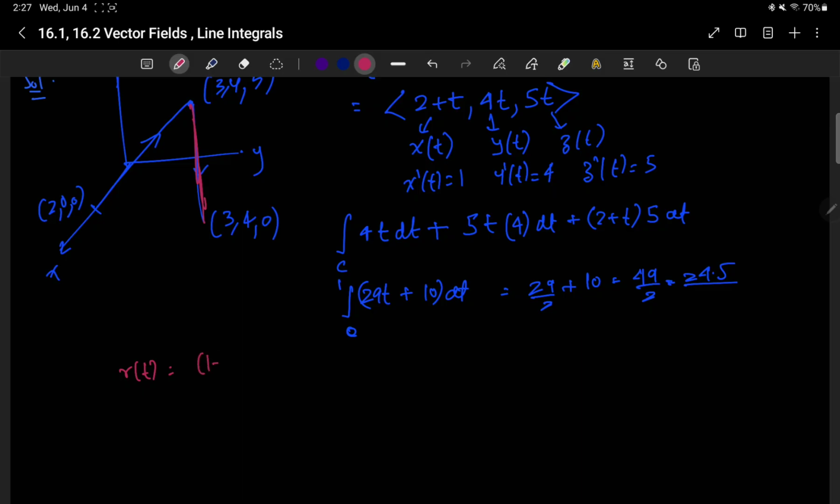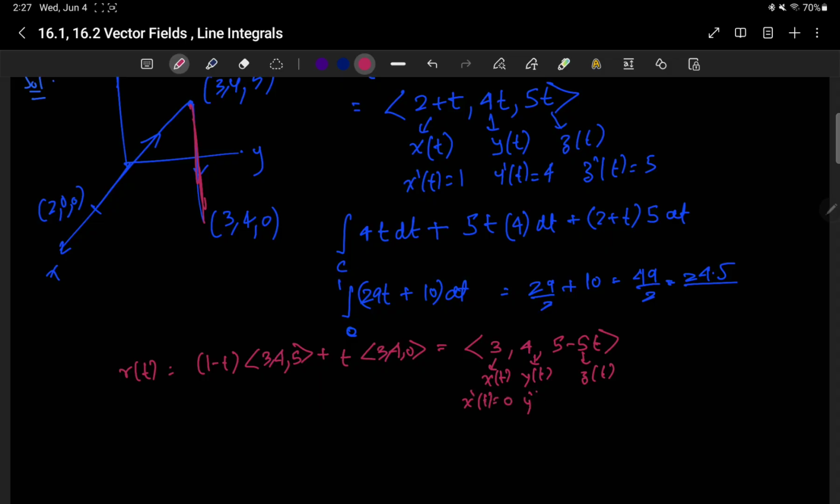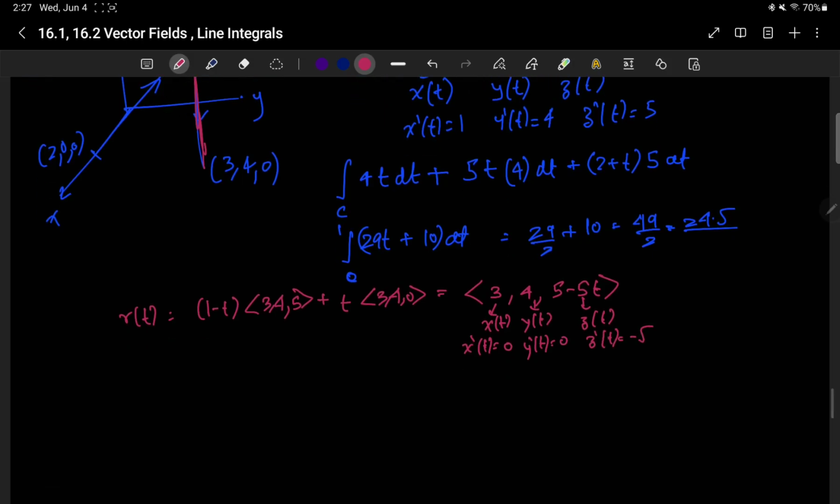And then you work with the second one. So now our t is 1 minus t, going from (3, 4, 5) to (3, 4, 0), which becomes 3 minus 3t plus 3t is 3. Then you have 4 minus 4t plus 4t is 4. And 5 minus 5t plus 0 is 5 minus 5t. So that's your x(t), that's your new y(t), that's your z(t). x prime is 0, y prime is 0, and z prime is negative 5.